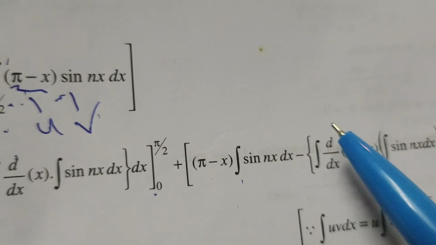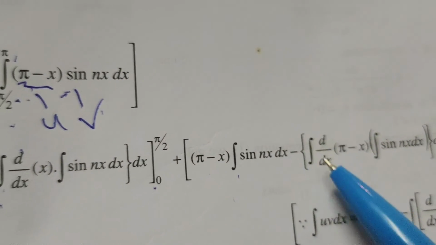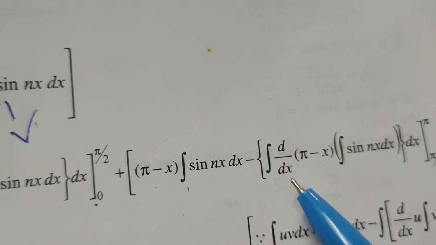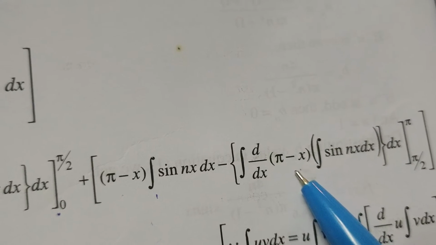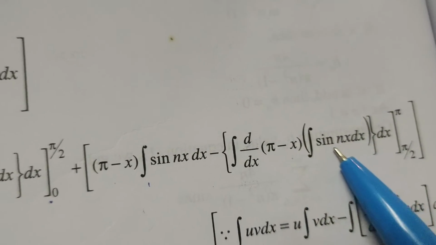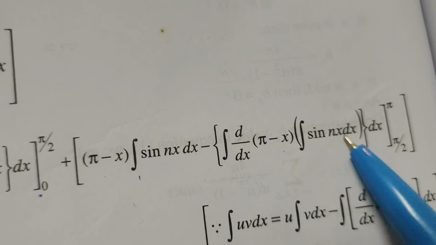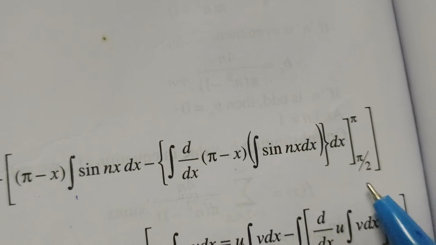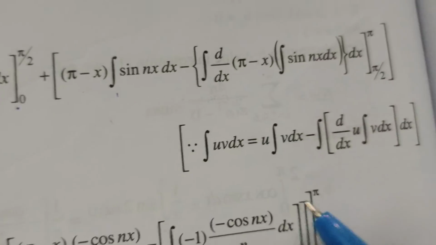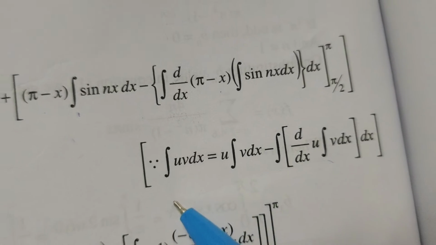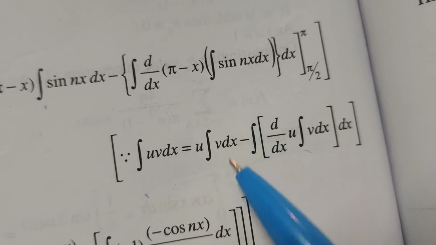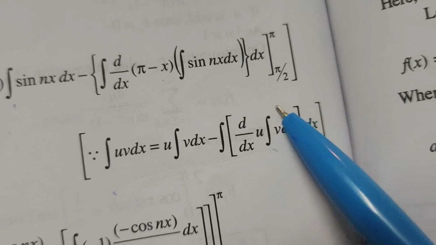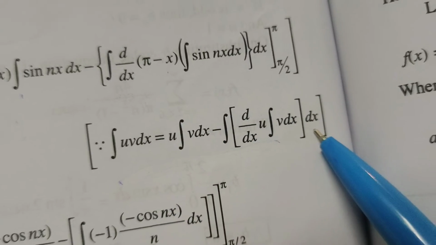Next, minus the integral of d/dx of u. Here what is u? π − x. Therefore, the integral of d/dx of (π − x), again times the integral of v dx, that is sin(nx) dx, times dx. After integration, substitute the limits π/2 to π. Now using the formula, the integration of uv dx: u times the integral of v dx, minus the integration of d/dx of u times the integral of v dx, times dx.